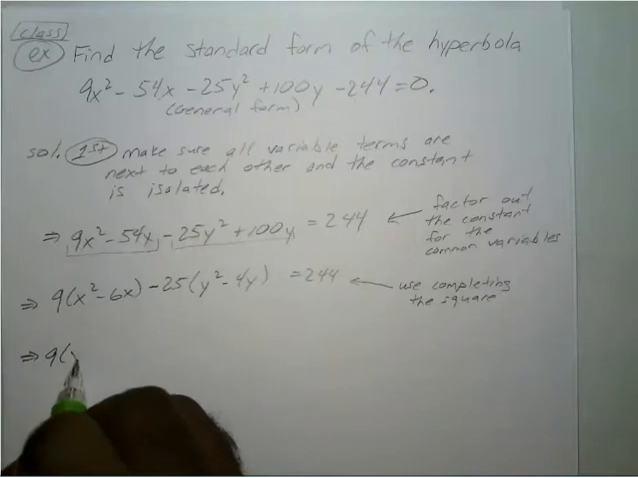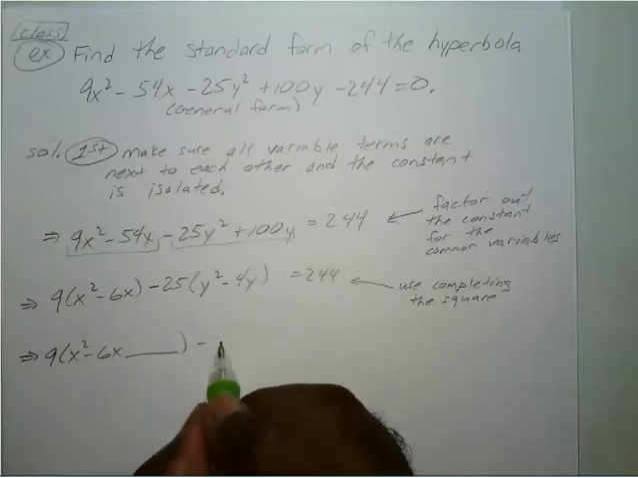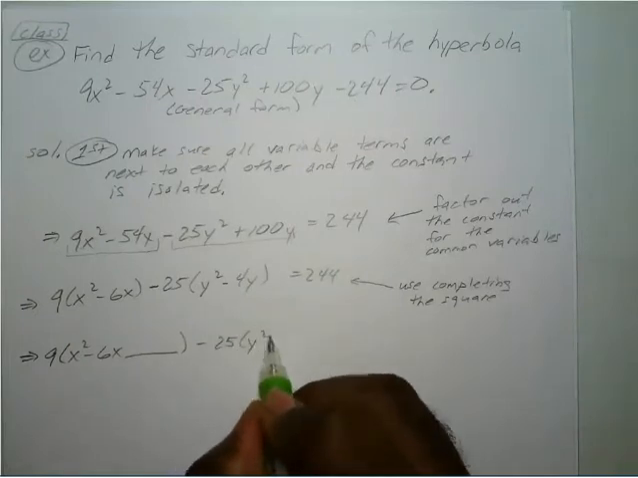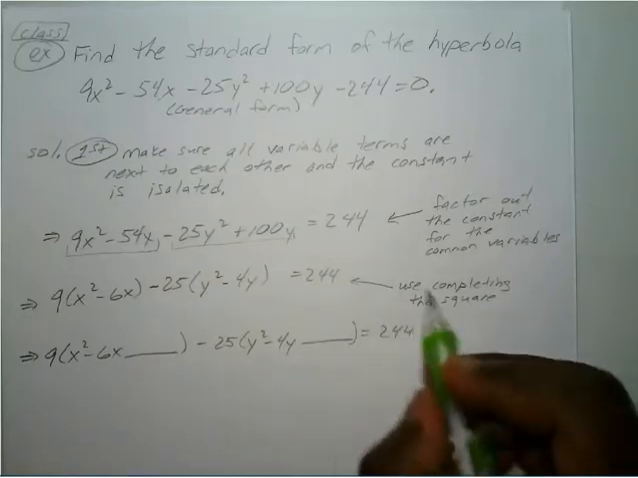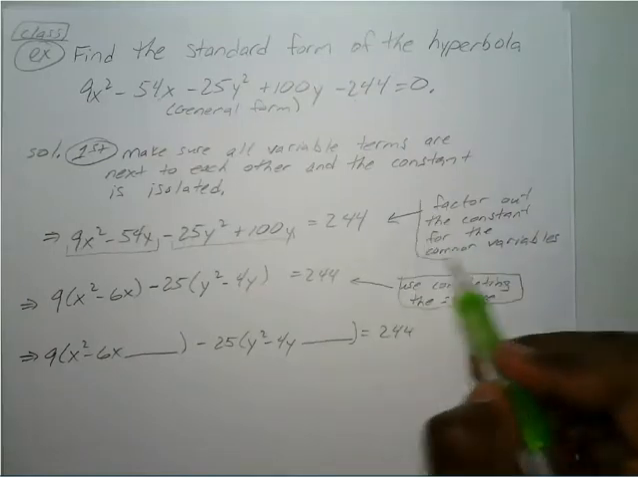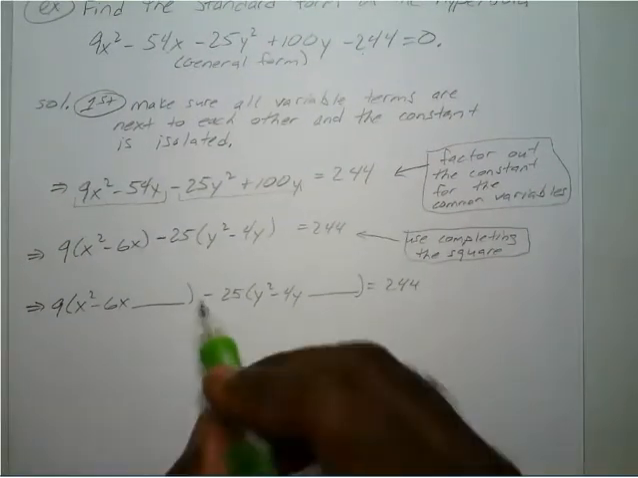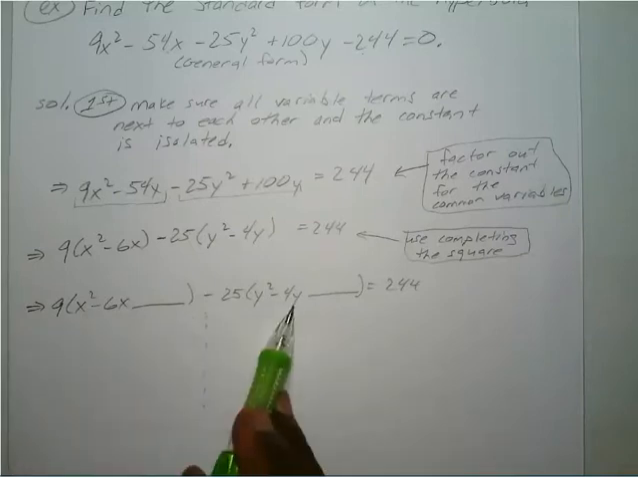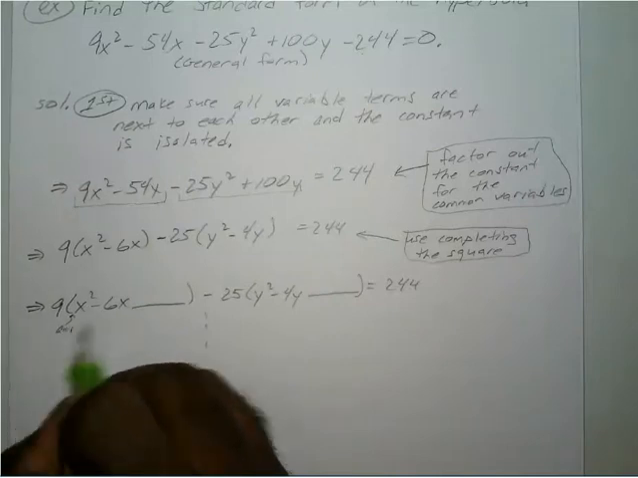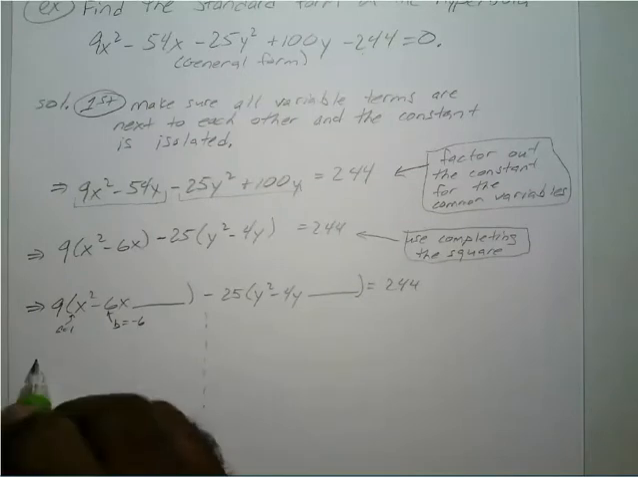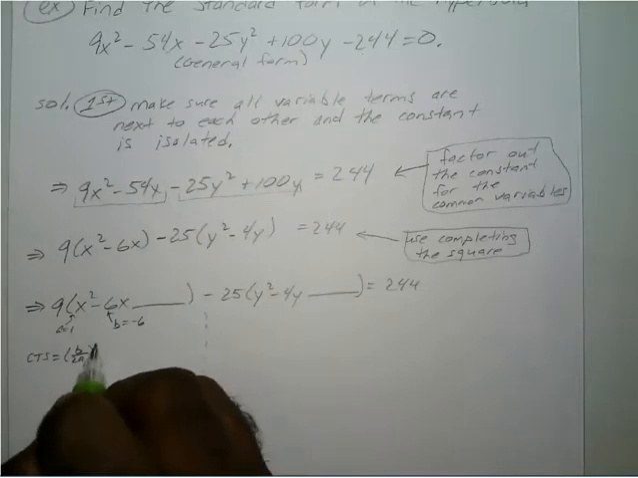So we go ahead and rewrite it. We have 9 times x squared minus 6x, and give it a little bit of space, minus 25 times y squared minus 4y, give it a little bit of space, equals 244. And kind of put a little square around those to separate them. Okay, so we're going to use completing the square on both of these polynomials. Here a is equal to 1, b is equal to negative 6, and completing the square is b divided by 2a, squared.